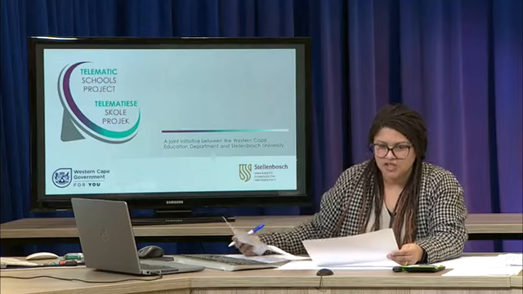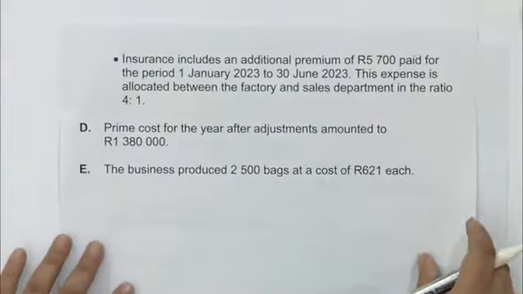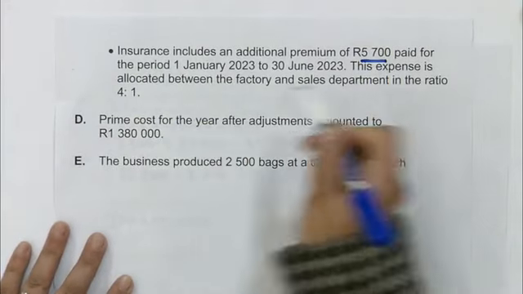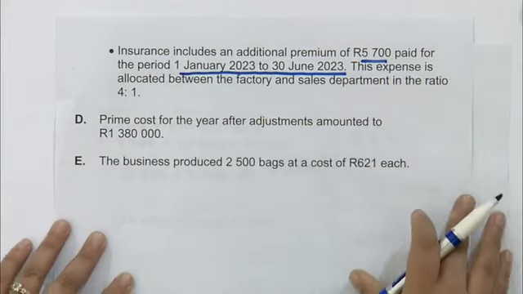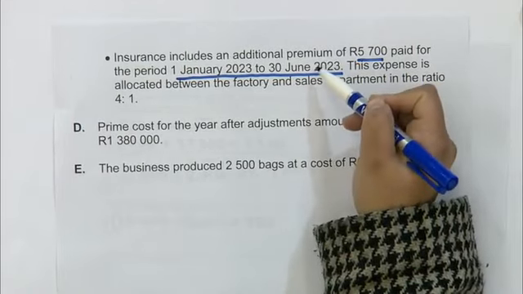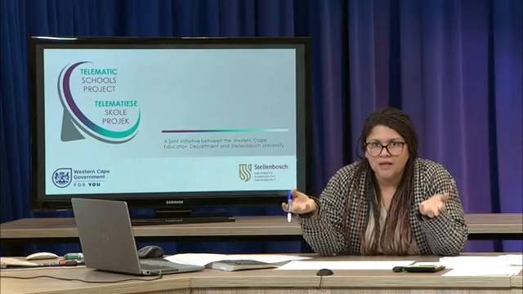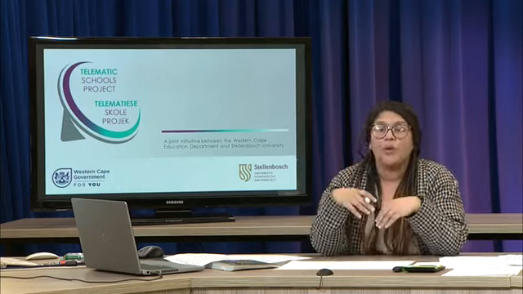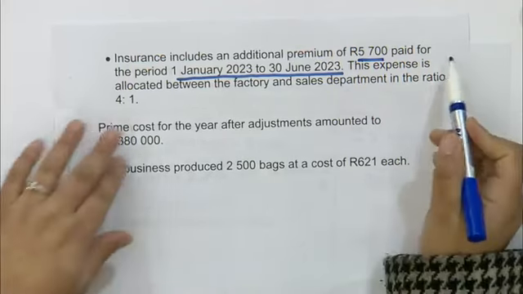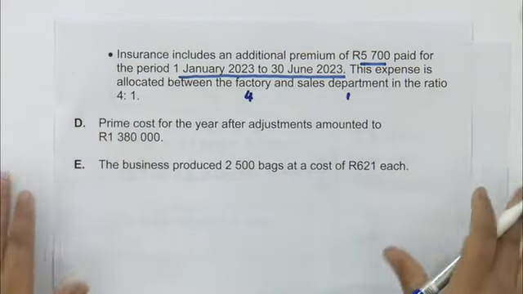I like looking at the additional information. Right, so information C is as follows. It says, insurance includes additional premium of 5,600 paid for the period 1st of January and 30th of June 2023. Now we can clearly see that some of that period falls outside of our financial period. So it's like a prepaid expense. And what do we do with prepaid expense? We subtract, isn't it? And then they say this expense is allocated between the factory and the sales. So meaning that is 4 and that is 1.